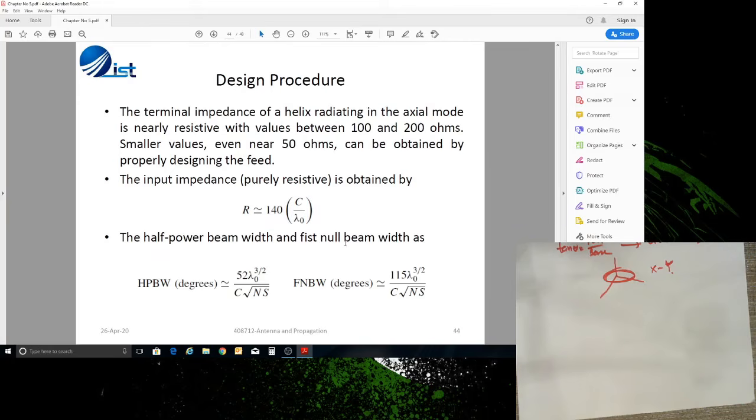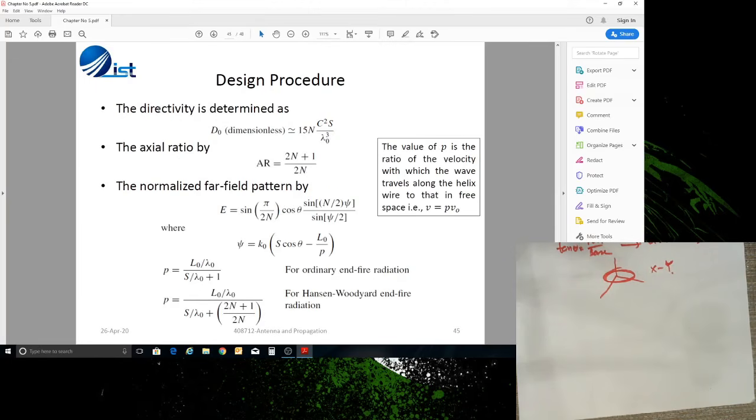जो half power beam width है और जो first null beam width है उसकी भी expressions given हैं for a helical antenna. You don't have to worry about how to get these expressions. You just need to know how to apply these relationships, which we will see in one of the examples at the end. फिर जो डायरेक्टिविटी है, डायरेक्टिविटी comes out to be with this expression over here.